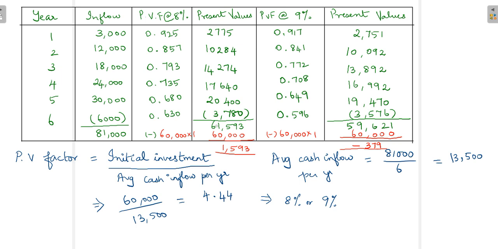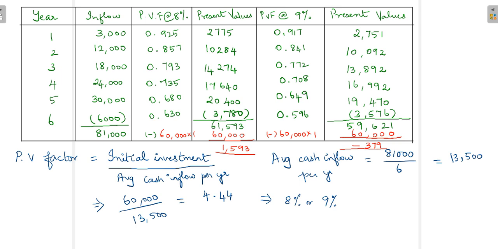Here in this case at 8% it is 61,593 minus the present value of total cash outflow. Cash outflow is only the initial investment value. So 60,000 into 1. So the difference, the net present value, is 1,593. In the case of 8% it is a positive NPV, and in the case of 9% it is a negative NPV. This is total present value of cash inflows minus total present value of cash outflows, and we get the net present value.